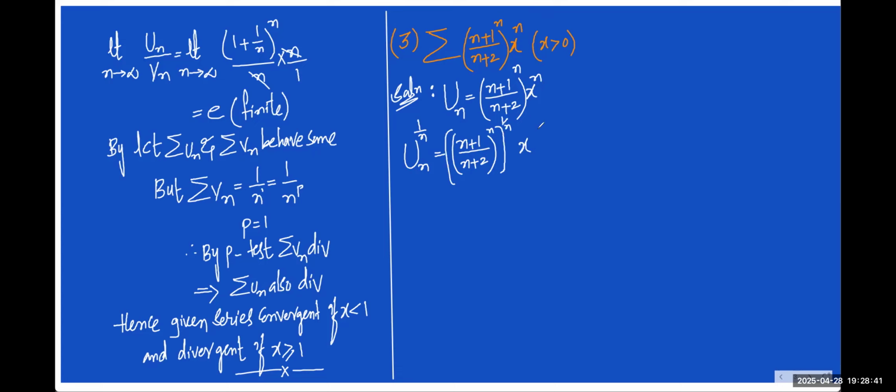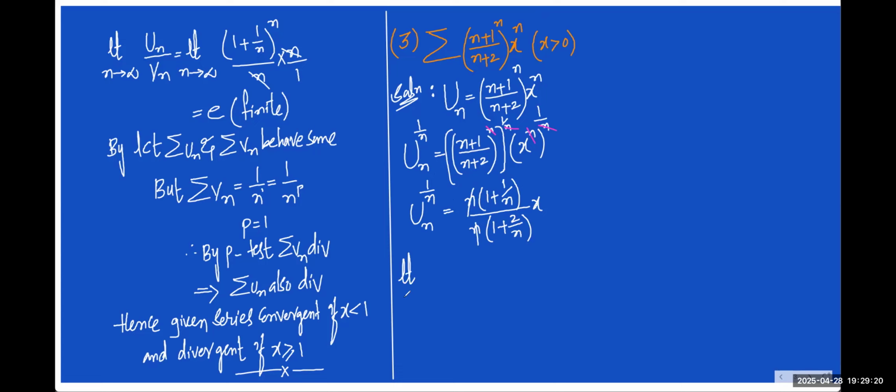Similarly here. I think I am clear. Correct? Yes. Cancel the terms immediately: n, n, n, n cancel. Then un to the power of 1 by n is equal to, from the numerator, can we take n common? Yes sir. 1 plus 1 by n. Similarly in the denominator, n common, 1 plus 2 by n, into x. Cancel these two, and then apply the limit.